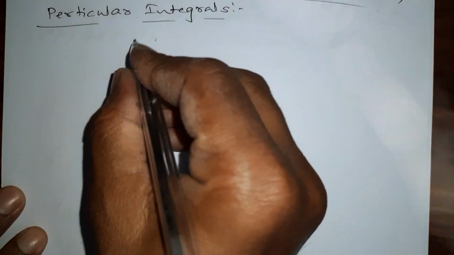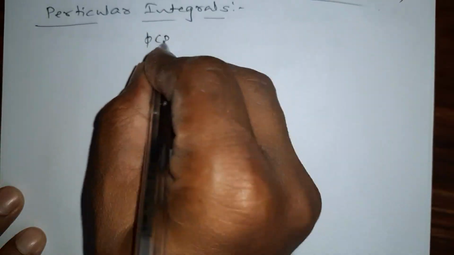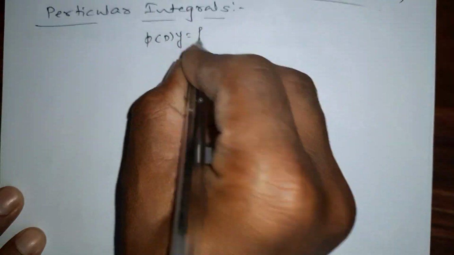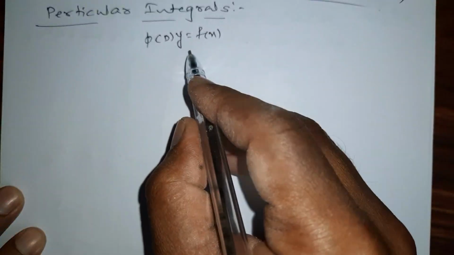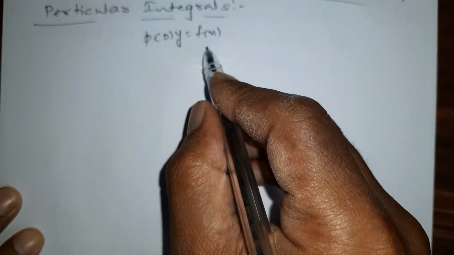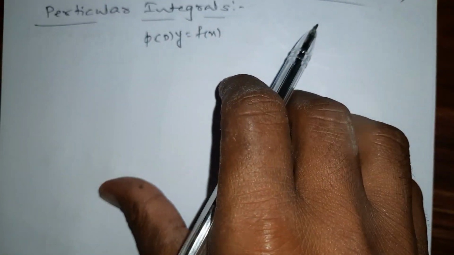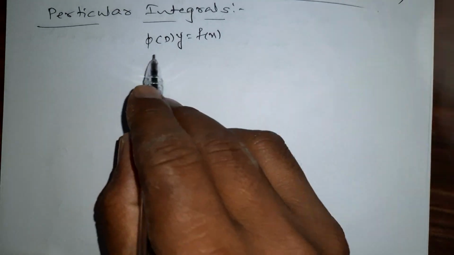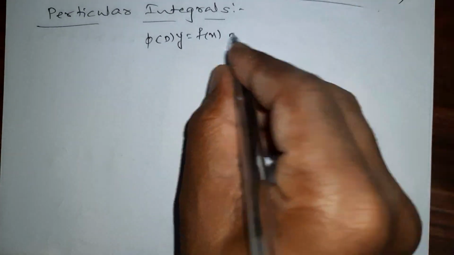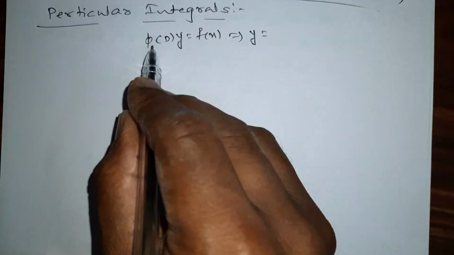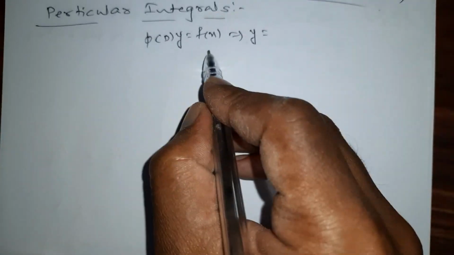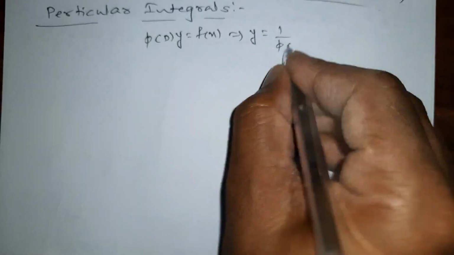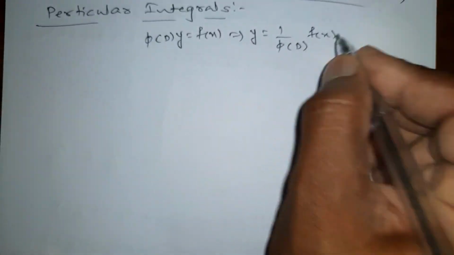What is our linear differential equation? Our differential equation is phi of D operating on y is equal to f of x. This is our non-homogeneous linear differential equation. For a homogeneous differential equation, f of x is 0 and the complementary function is the final answer. But for non-homogeneous linear differential equations, we must have f of x not equal to 0. So here phi of D operating on y is equal to f of x. If I write it properly, y is equal to, just transfer this phi of D to the RHS, I get 1 upon phi of D operating on f of x.